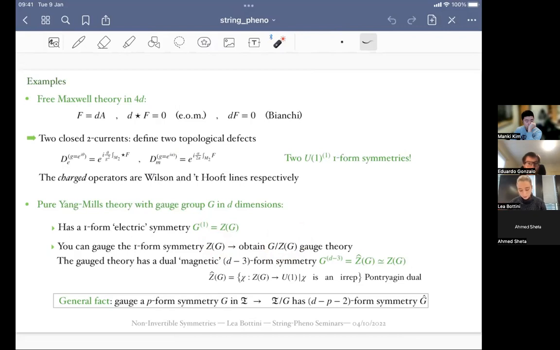But what you can show is that the gauged theory has a quantum dual symmetry, which is a D minus 3-form symmetry. And this is given essentially by the Pontryagin dual of the center of G, which is just the group of irreducible representations of the center. And since the center is abelian, you get a D minus 3-form symmetry, which is again given by the center itself. So they are isomorphic. And this is a general fact that is important to keep in mind since I will use it, and which says that if you gauge a p-form symmetry in your theory T, in the gauged theory, you will get a dual D minus p minus 2 form symmetry.